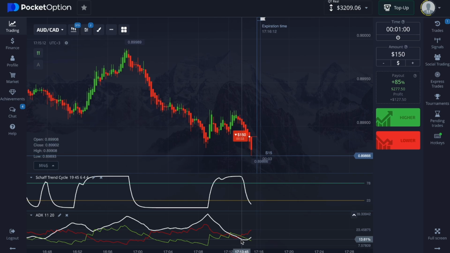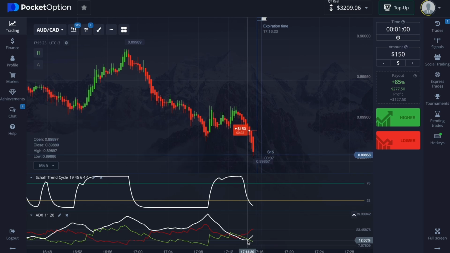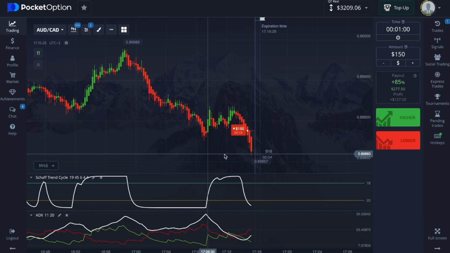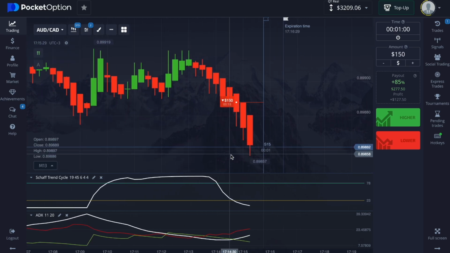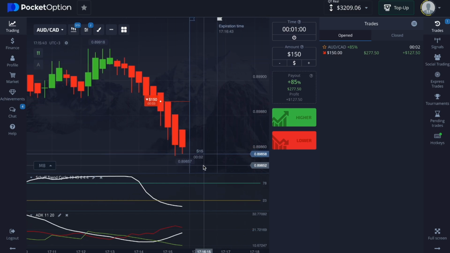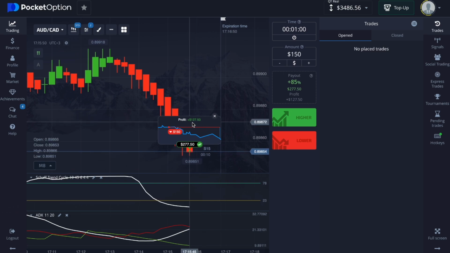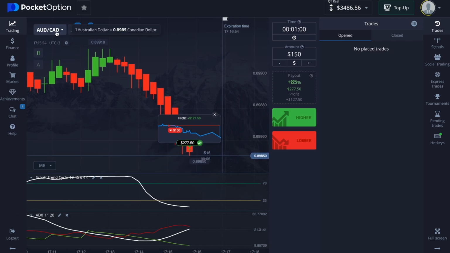To strengthen the entry point, the white line in the ADX indicator should cross or be positioned above the green and red lines. In my case, at the moment of opening the trade, the white line was below the green and red lines, crossing them. Thus we identified a descending trend, waited for the white line in the Schaff Trend Cycle indicator to cross the danger zone line, and ensured that the white line in the ADX indicator crosses the green and red lines. We open a trade in the direction of the overall trend and the lines in the indicator. The price continues to fall, my trade closes, and I earn $127 in 1 minute on the Australian-Canadian dollar currency pair.